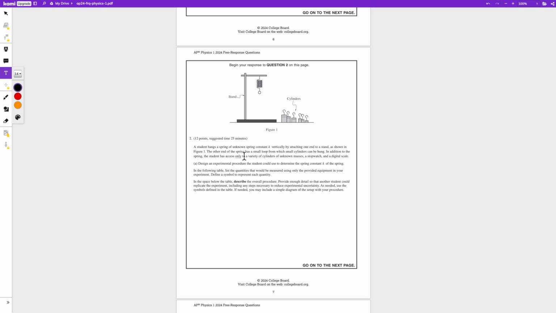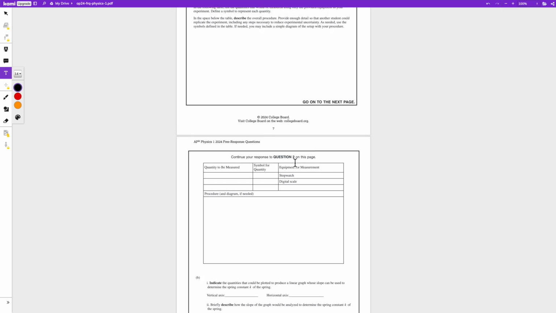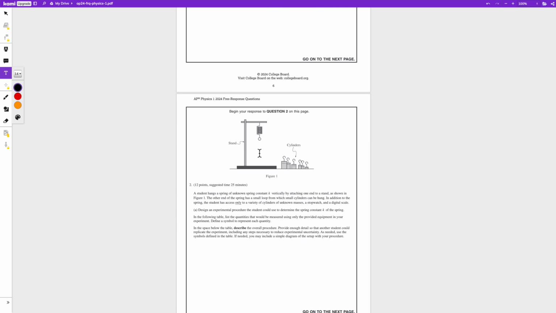But let's look at what we have. We only have the cylinders, a stopwatch, and a digital scale. So we have to design an experimental procedure that we can use to find the spring constant. Normally I would do this using displacement of the spring, but we have to look at what we have. We only have a stopwatch and a scale.